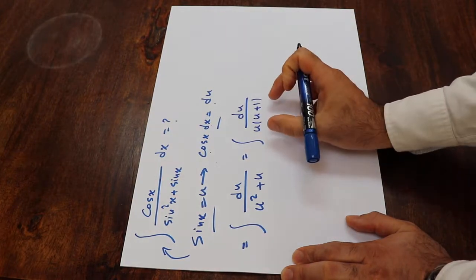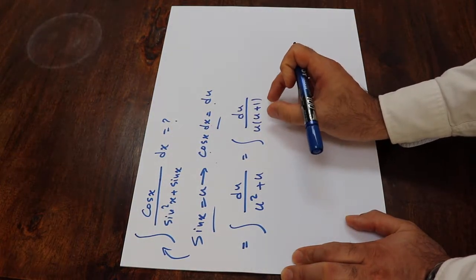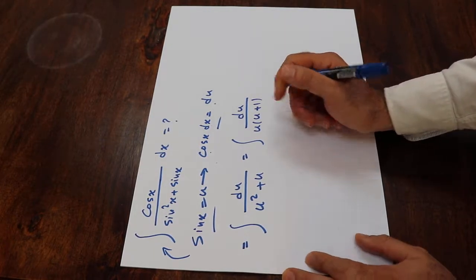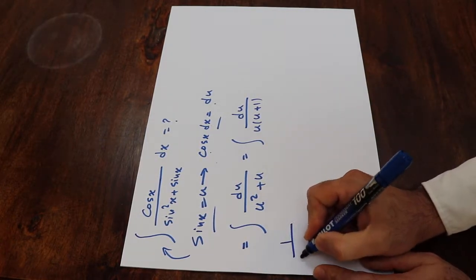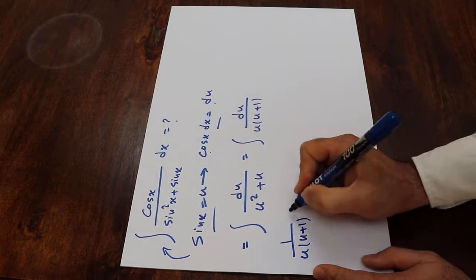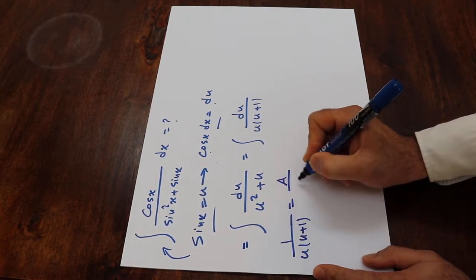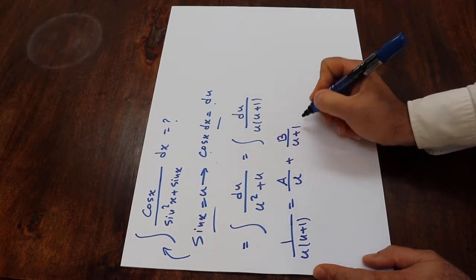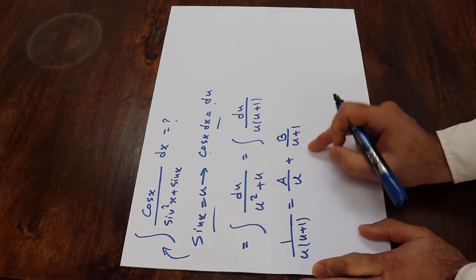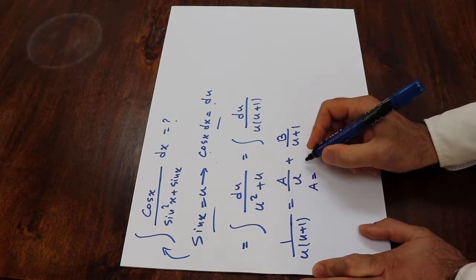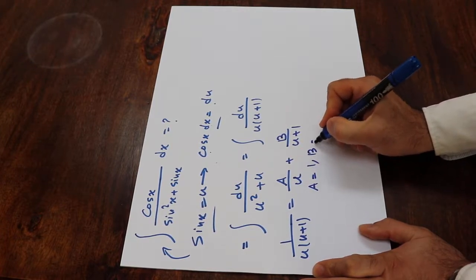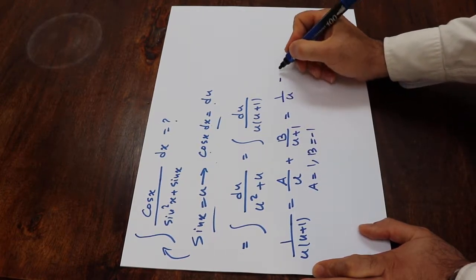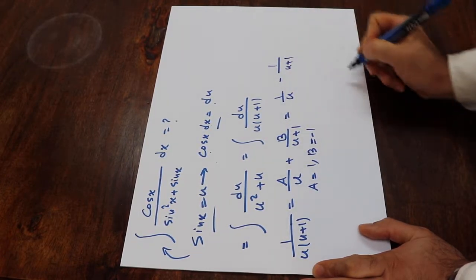Okay, so to solve this integral, you have to first express this rational function as the sum of the partial fractions. So therefore 1 divided by u times u plus 1, you can rewrite it as a divided by u plus b divided by u plus 1. Okay, so here if you do the algebra, you will get a equal to 1 and b equal to minus 1. Therefore this will be 1 divided by u minus 1 divided by u plus 1.